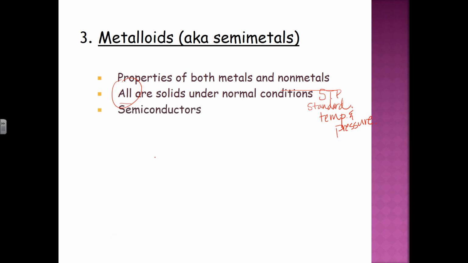Probably the most important characteristic to remember about the metalloids is they are semiconductors, which means they are used when you need something to conduct just a little bit. Where you find metalloids used, the most common place is going to be in computer circuitry, computer chips, calculators, where you need something to conduct, but not such a strong conductor.